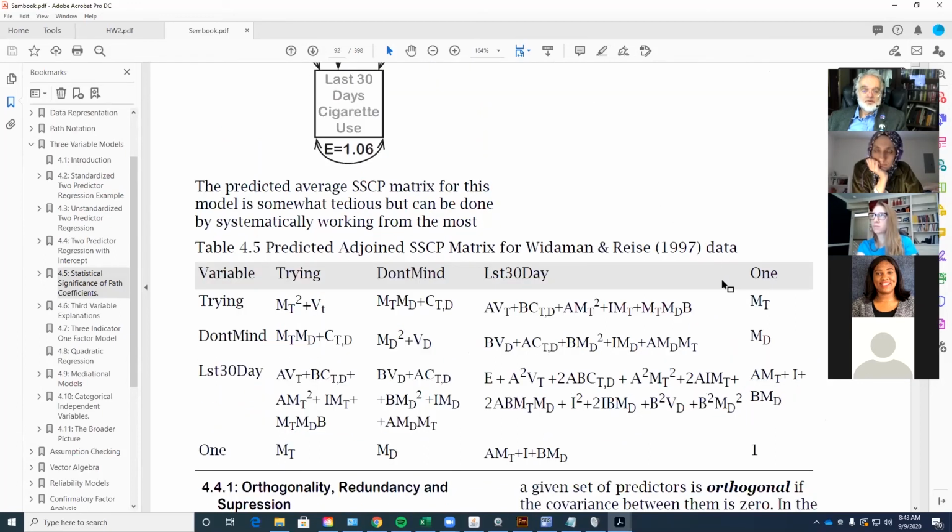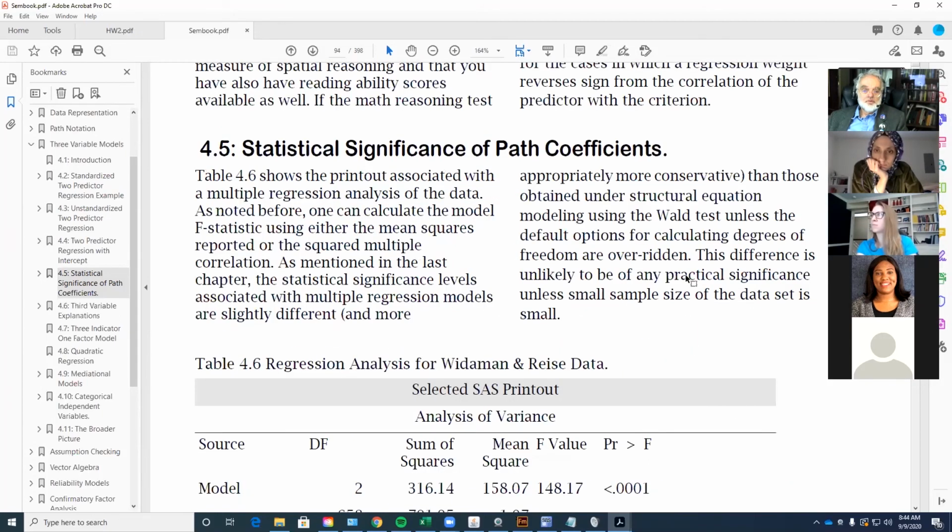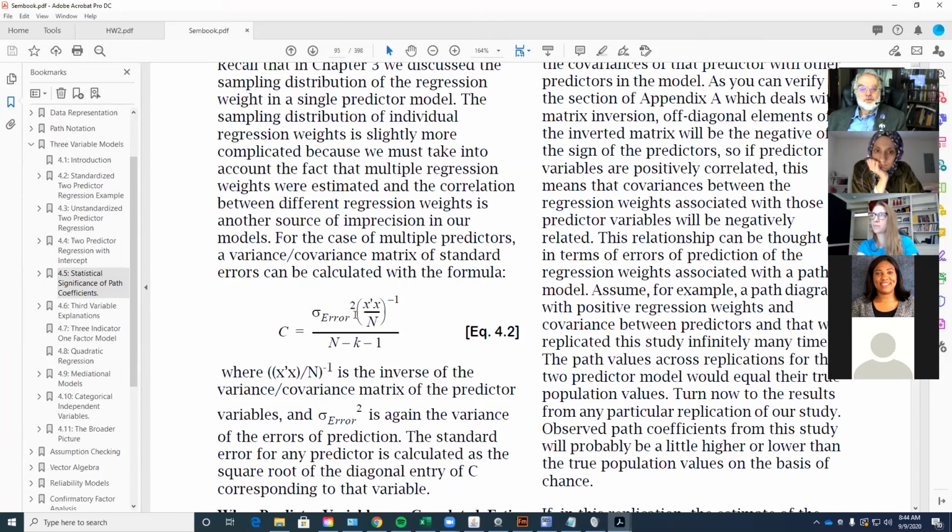Now, when you have regression with more than one predictor, this is what the formula looked like. Well, it looks a little familiar. We talked about matrix algebra. X prime X, my deviation score matrix of predictors divided by n, that's the variance covariance matrix of my predictors. And I'm taking the inverse of that. And I'm multiplying that by the error variance in my model. And this little C matrix itself is a variance covariance matrix of errors of prediction of the regression weights.